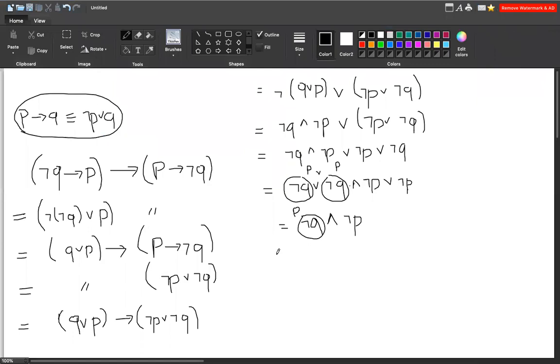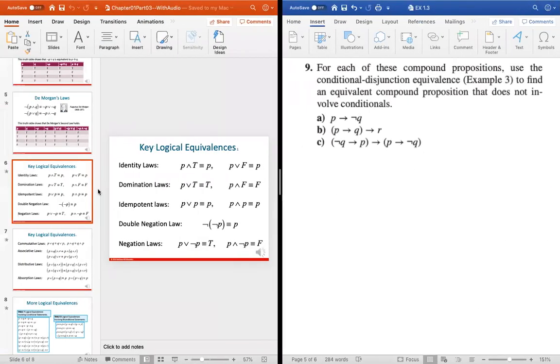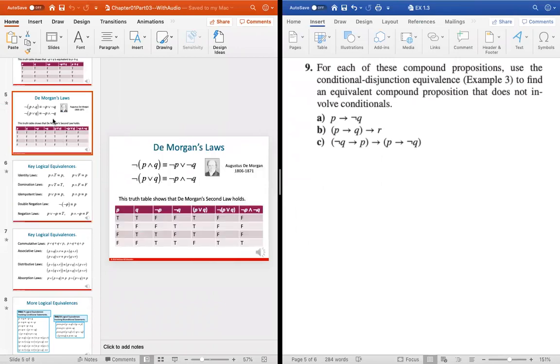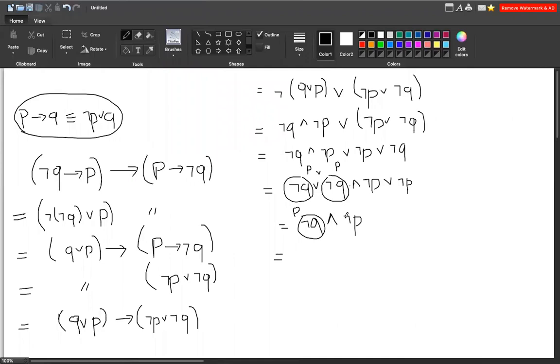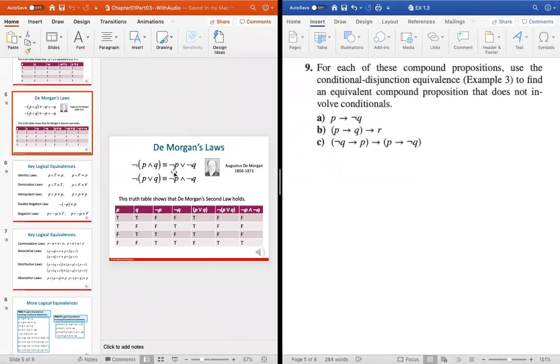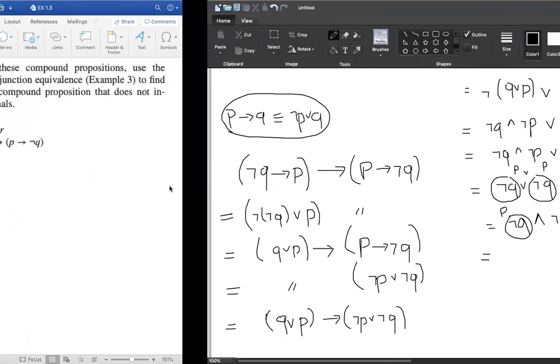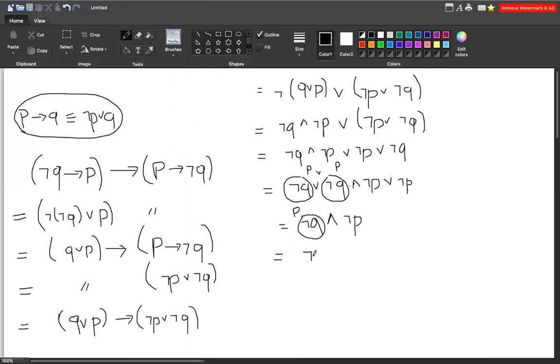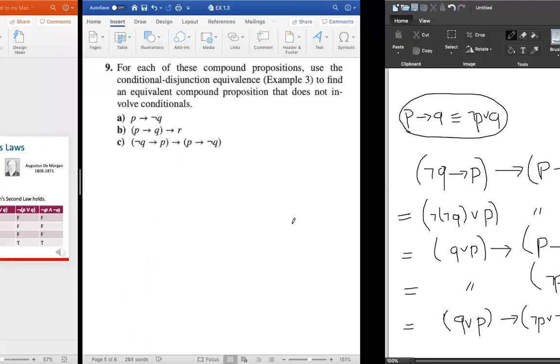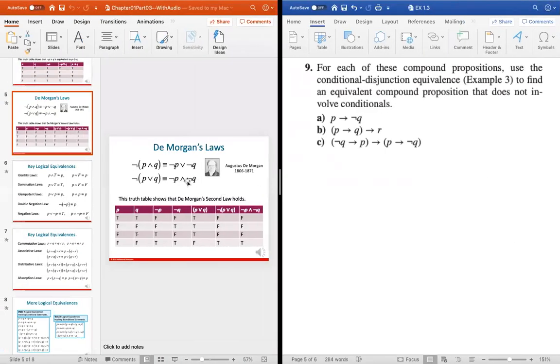And then if we want, we can further apply De Morgan's law on this one, negation of Q and negation of P. So if we have negation of P and negation of Q, with an "and" between, we can write it like this, negation of P or Q. We consider this as P and we consider this as Q.